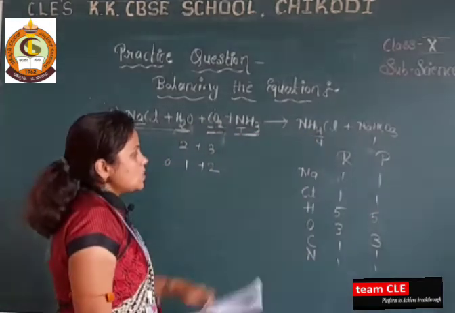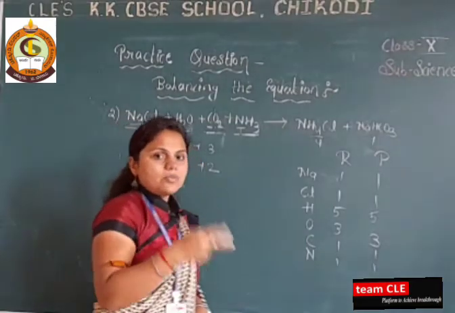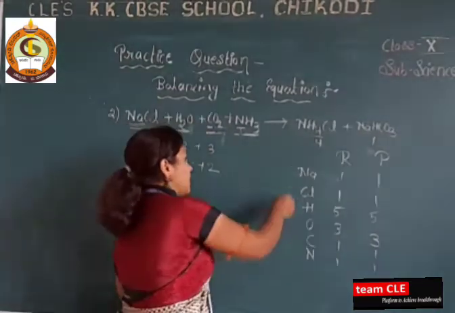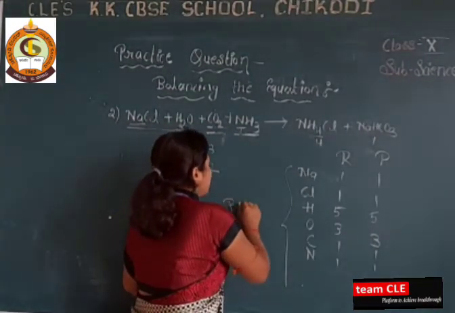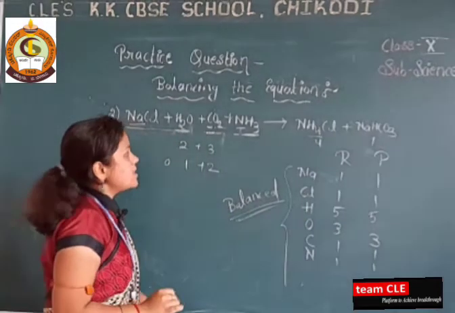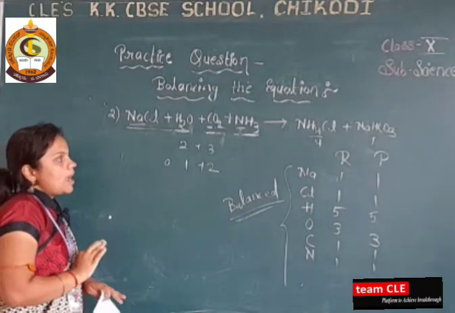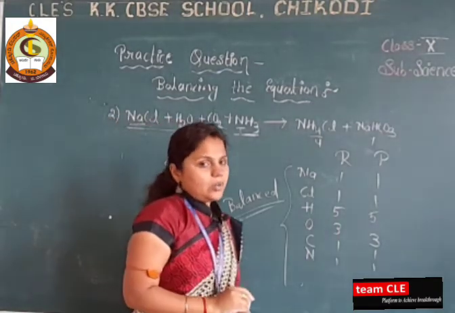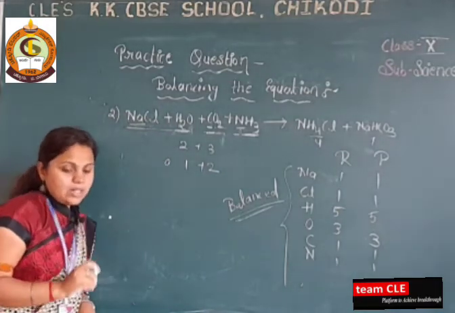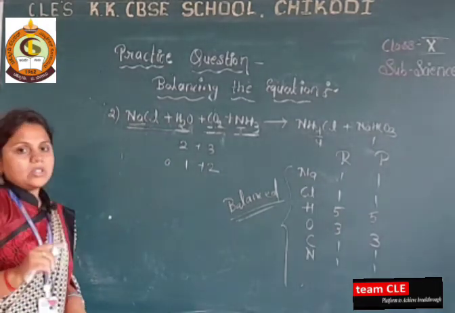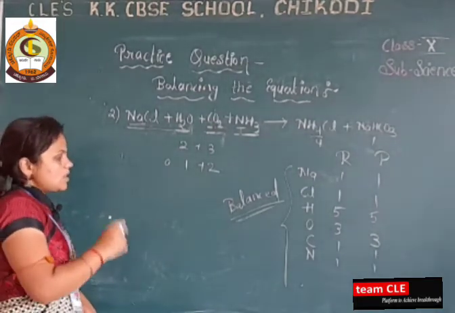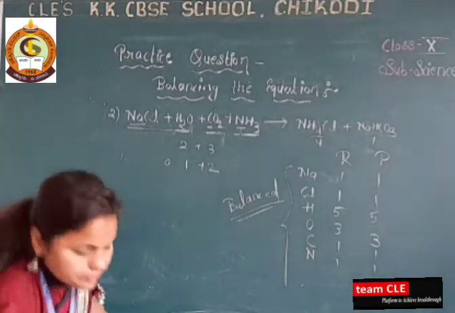Dear students, is there any need of balancing the chemical equation? No, because all the elements are balanced here. So there is no need of any balancing. We have done 3 examples in total. Now the last example I am going to give you as homework. Before giving you homework, let's solve one more example.